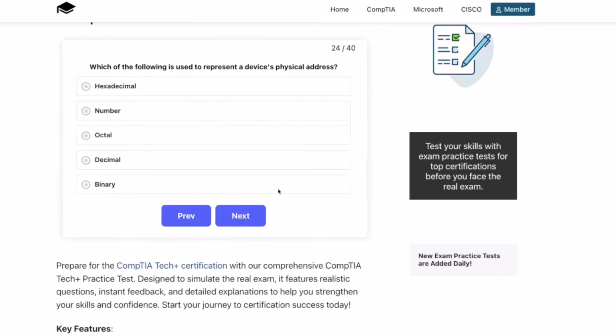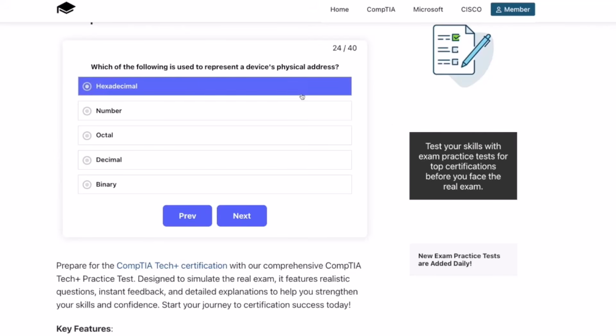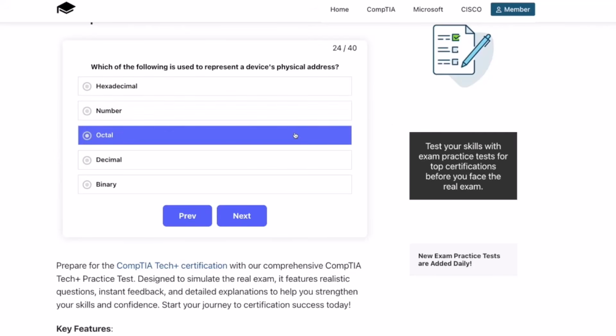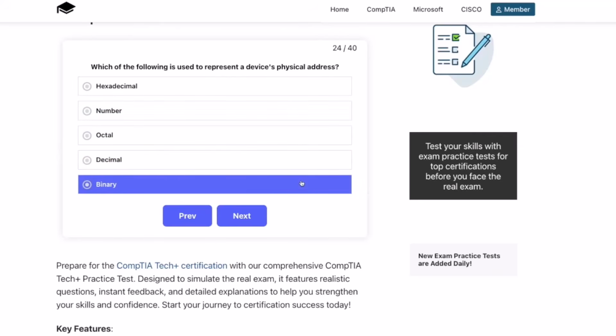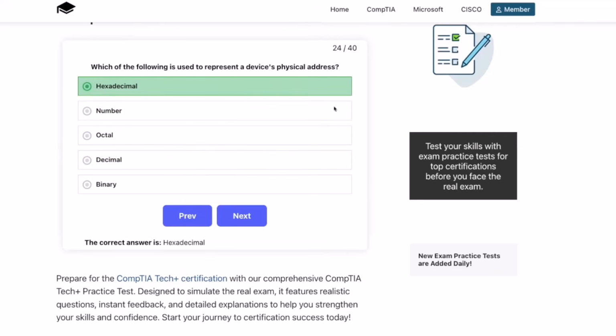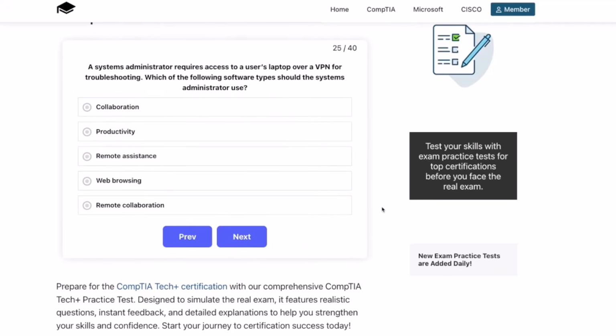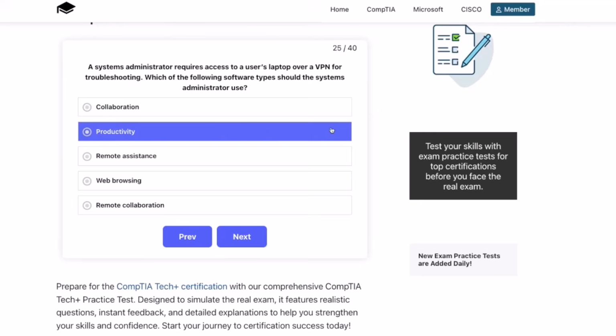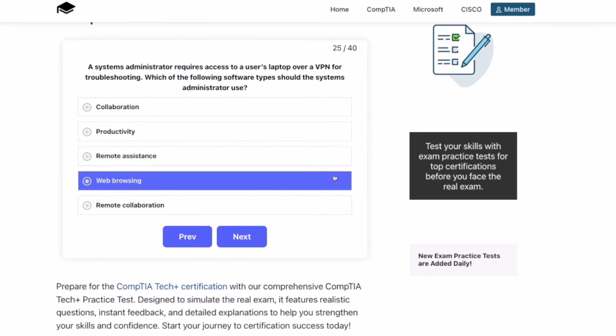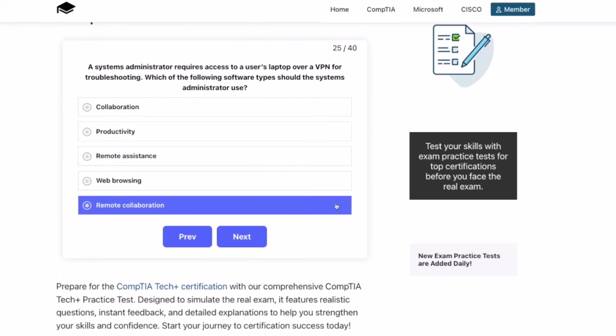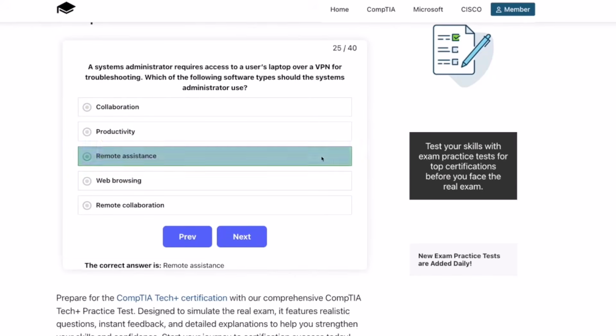Next question. Which of the following is used to represent a device's physical address? Hexadecimal, number, octal, decimal, and binary? The correct answer is hexadecimal. Next question. A systems administrator requires access to a user's laptop over a VPN for troubleshooting. Which of the following software types should the systems administrator use? Collaboration, productivity, remote assistance, web browsing, or remote collaboration? The correct answer is remote assistance.